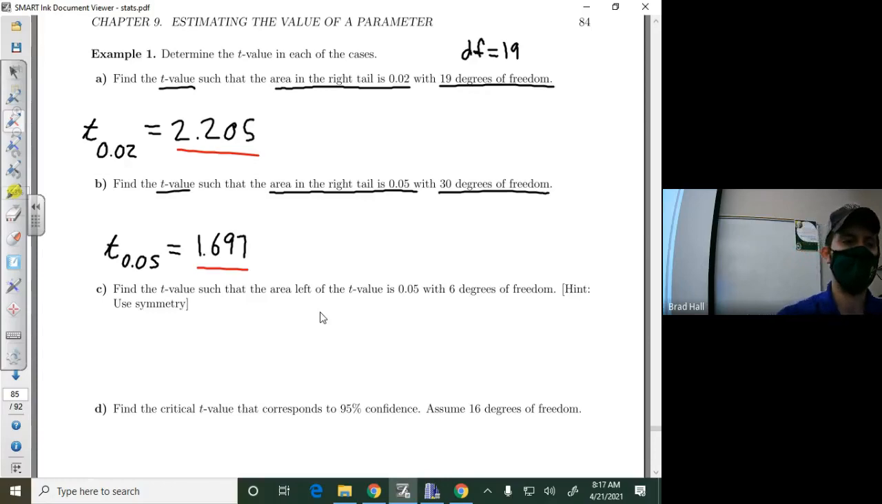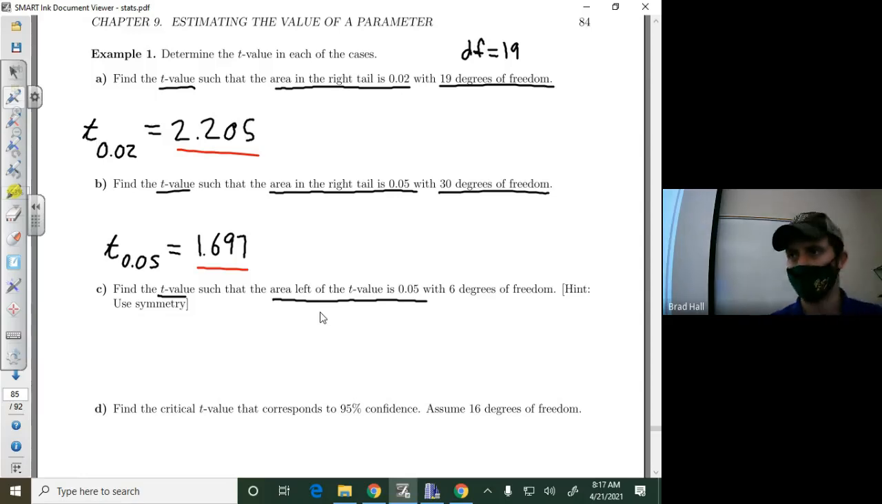Next thing they want, they change it up a little bit and they ask for the t-value of the area to the left. So now instead of right, it's to the left, which means we have to do something a little bit more. And that's with 6 degrees of freedom. Now it does give us a hint to use symmetry. So let's try to think about what that means.